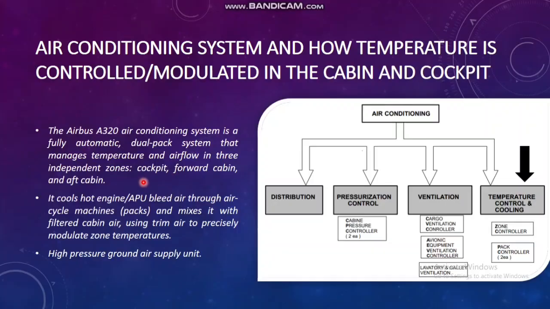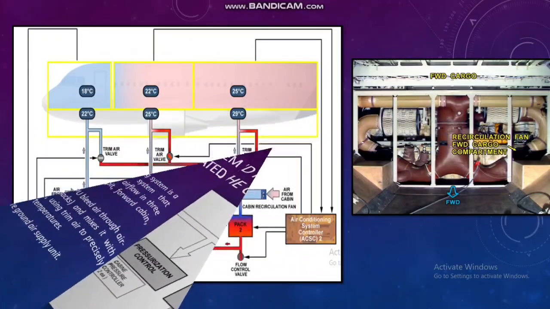This will only manage cockpit, forward cabin, and aft cabin temperature control. It cools hot engine or APU bleed air through an air cycle machine that is packed, and mixes it with the filtered cabin air using trim air to precisely modulate zone temperature. Another option is to use external ground power and an external air conditioning unit.